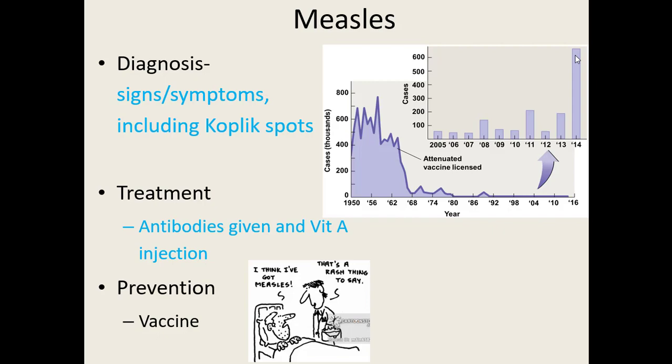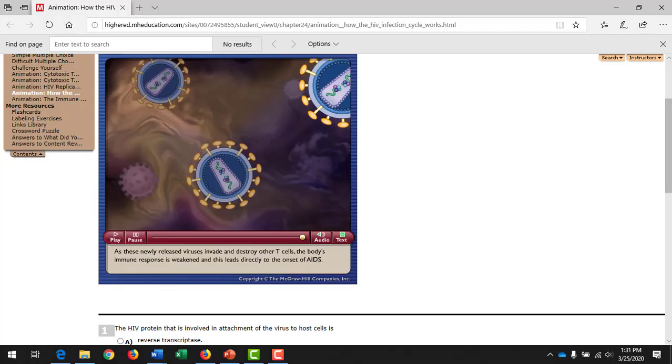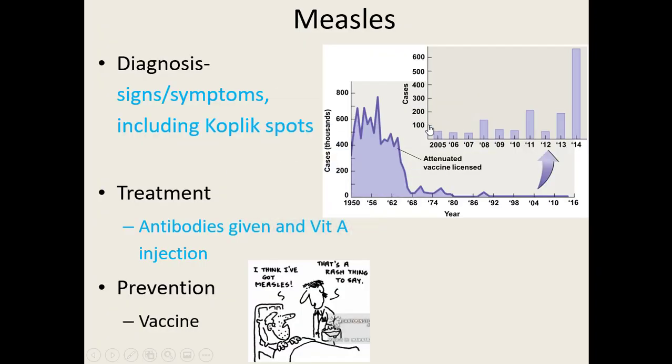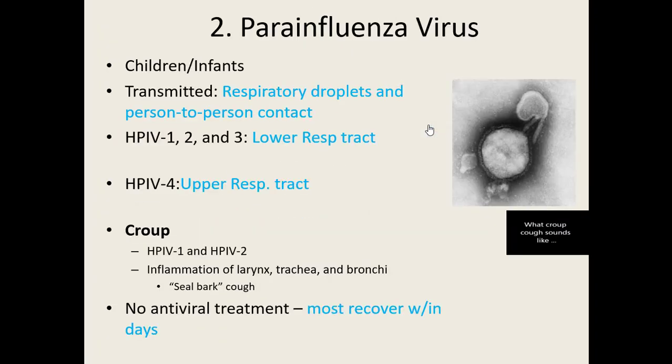Now, our next virus that's in this Paramyxoviridae family is the Parainfluenza virus, also called the Paramyxoviruses, and there are 4 strains called the human parainfluenza virus 1, 2, 3, and 4. Now, children and infants are always going to be at highest risk of picking up this particular virus that was transmitted by respiratory droplets, person-to-person contact.